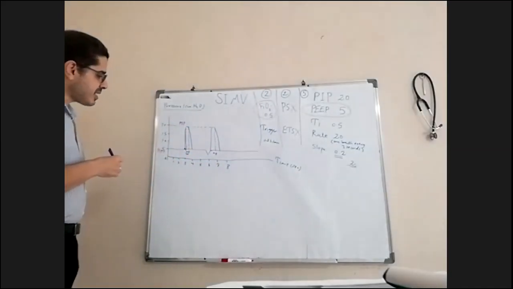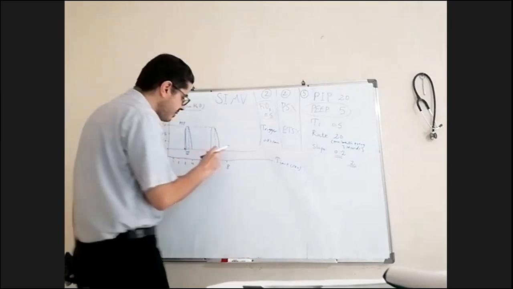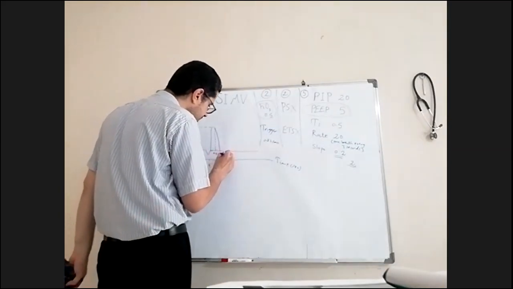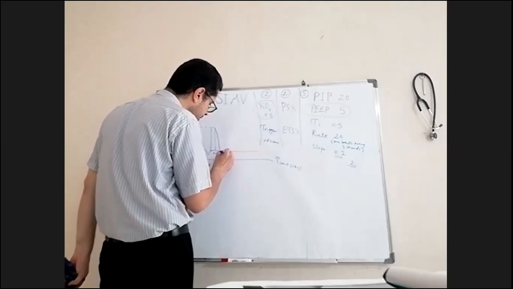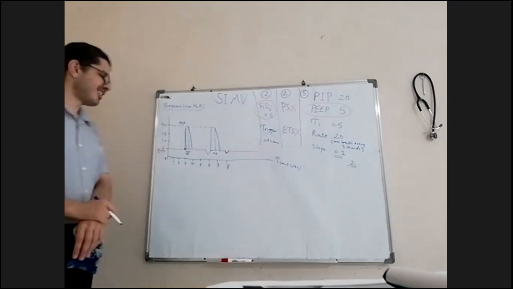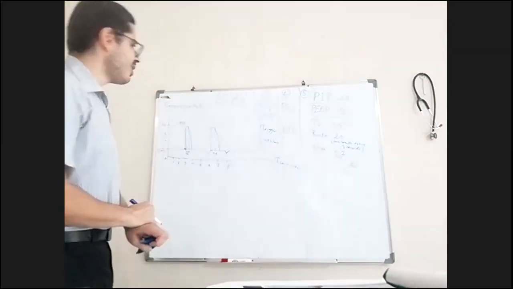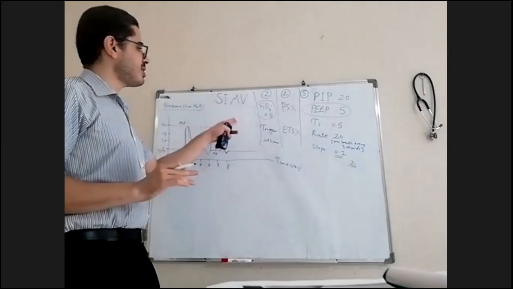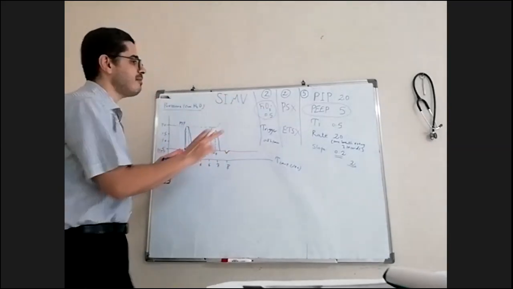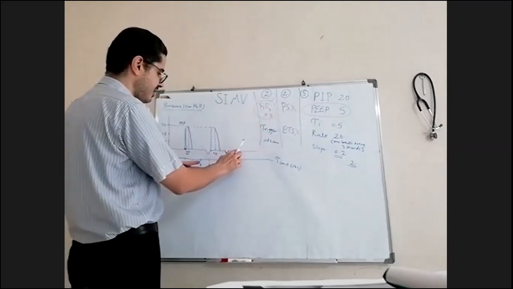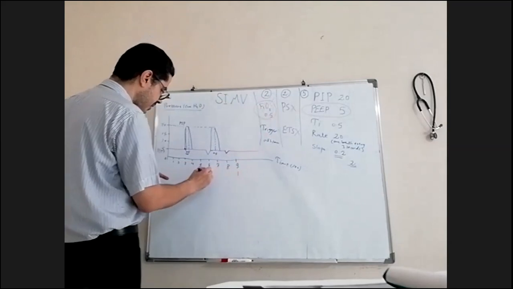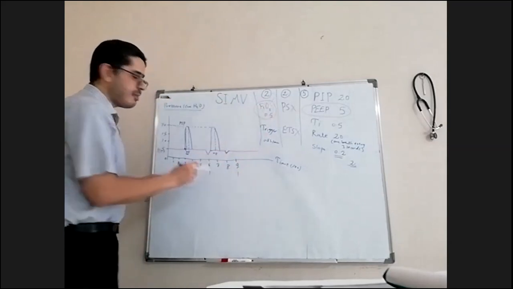Okay, now let's say the patient has a negative effort at 8 seconds. So the patient will not get any support from the machine because it came at the wrong time. The appropriate time for SIMV is every 3 seconds, so the appropriate time is here at 9 seconds. So the patient will breathe by himself.